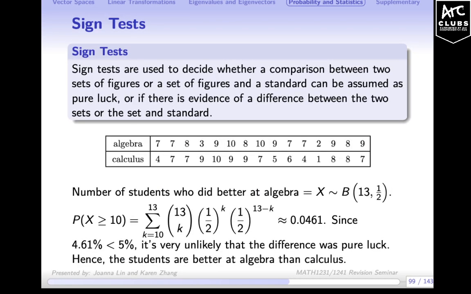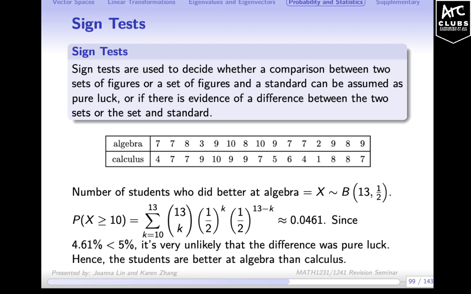Okay, so just a quick overview of sign tests. I do believe this one you guys did cover in your lecture. Sign tests are used to decide whether a comparison between two sets of figures, or a standard and a set of figures, is assumed to be just chance, pure luck, or if there's evidence of a difference between the two.